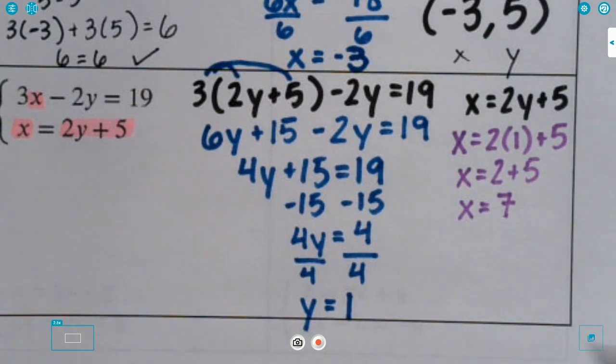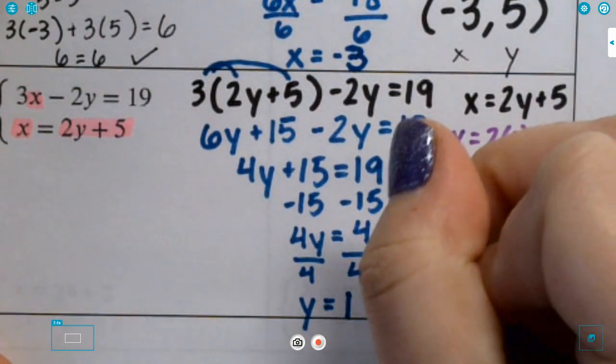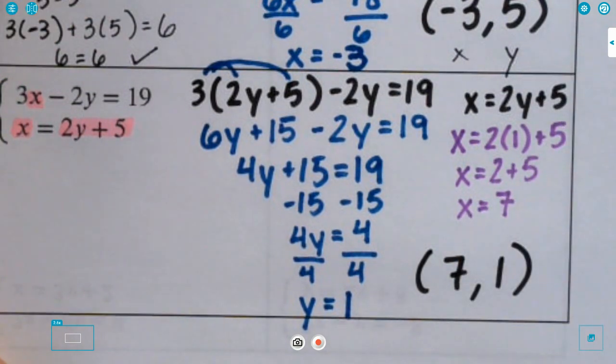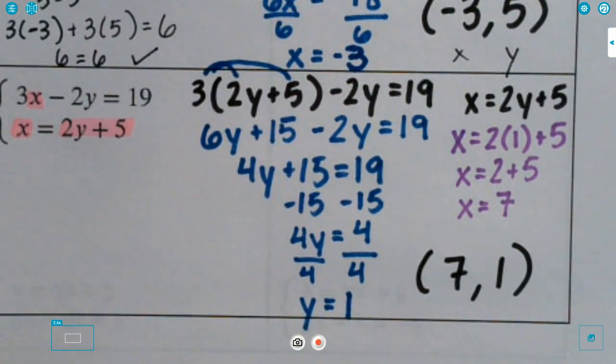Okay, my ordered pair then is 7, 1, because x comes first. So sometimes you'll solve for x first, sometimes you'll solve for it second, but when you list your ordered pair, you always list x first. So my ordered pair is 7, 1.